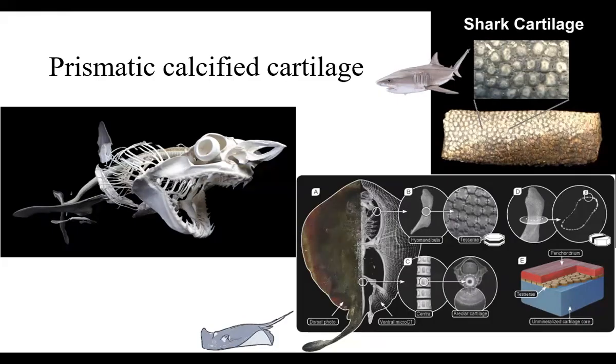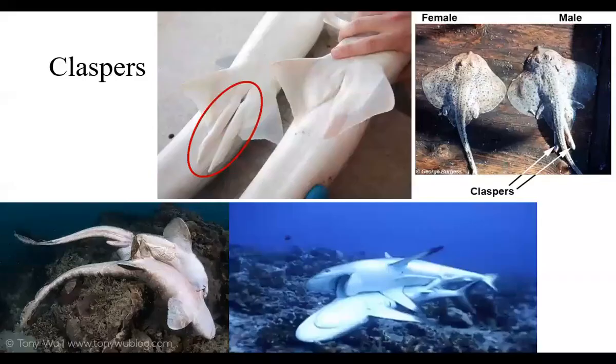But prismatic calcified cartilage is a chondrichthyan synapomorphy. It's a special kind of mineralized cartilage that only they have. The other feature that unites all chondrichthyans is very interesting. It's called claspers. On the pelvic fins of these fishes, so you have your pectoral fins up front, your pelvic fins in back, the males, and only the males, have these trailing structures called claspers.